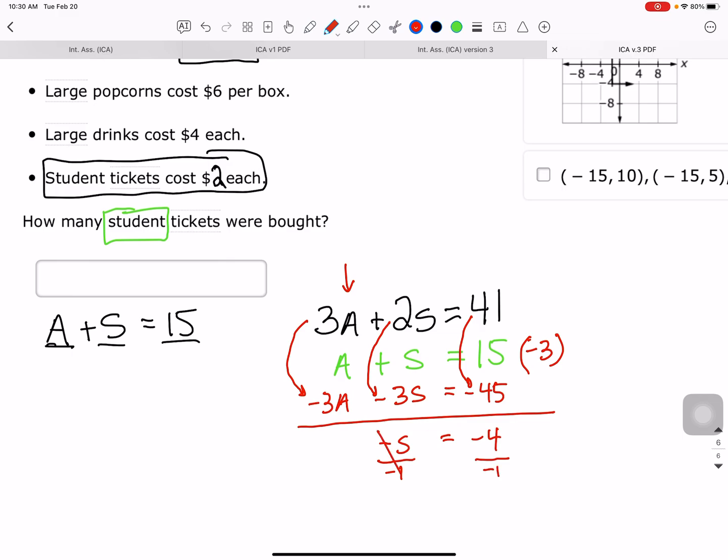That cancels off this guy. The negatives kill the negatives. 4 divided by 1 is just 4. There were 4 students, so that's what the question is asking for. There were 4 students, and there were apparently 11 adults, but they didn't ask for that. All right, that's an honors problem for sure.